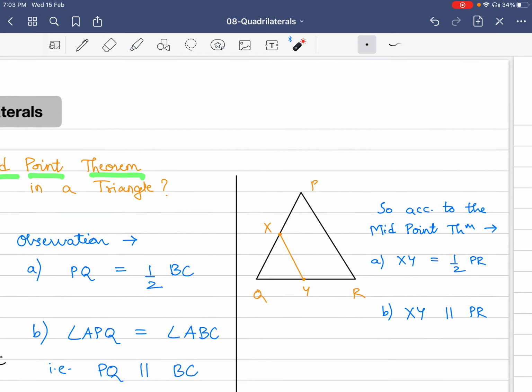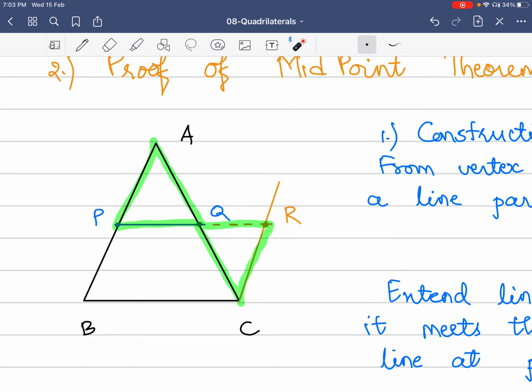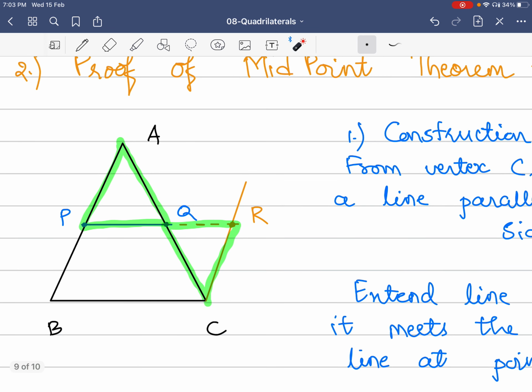Let's quickly revise how the proof proceeded. First of all, let's zoom in here. First step: we did a construction. We constructed from this vertex C a line which is parallel to AB, and then we just extended PQ so that it meets at R. Then we proved that these two triangles are congruent to each other. Once we prove these two triangles are congruent, we get this side CR as equal to AP. But AP is equal to BP, which means CR is equal to BP.